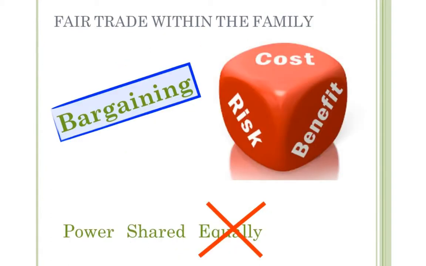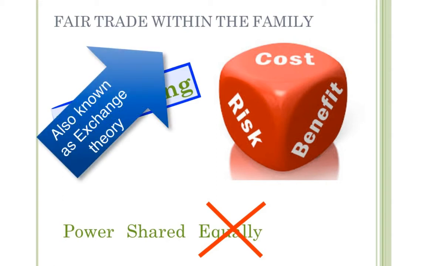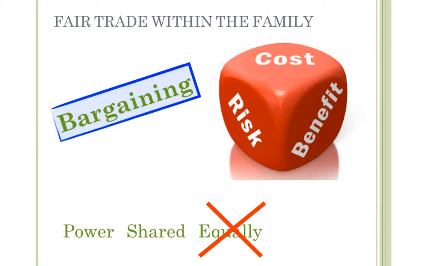Now, the next theory is what's called fair trade within a family, or the fair trade theory. In this case, it's also known as exchange theory, and it states that family life can be viewed in terms of cost, benefit, and risk. It explains decision-making in families, especially in the husband-wife relationship. In spousal relationships, power is not usually shared equally, and so there's a bargaining that goes on.